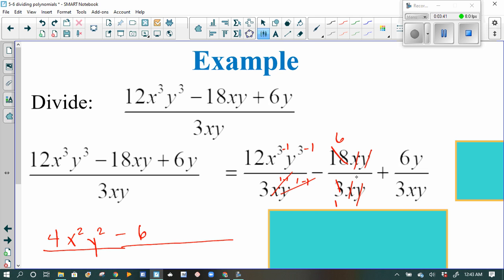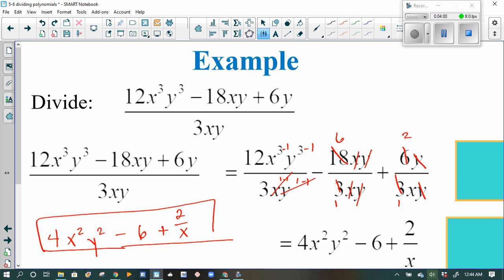The second term, it just is 6. And then over here, the y's cancel. 3 goes into itself once, it goes into 6 2 times. So I have a 2 in the top and an x in the bottom. So plus 2 over x. And there is your answer. Separate and simplify.